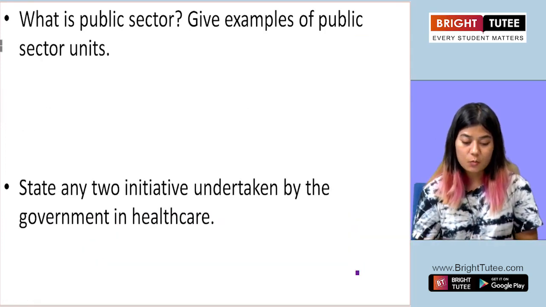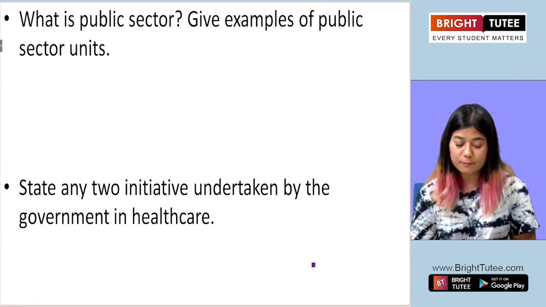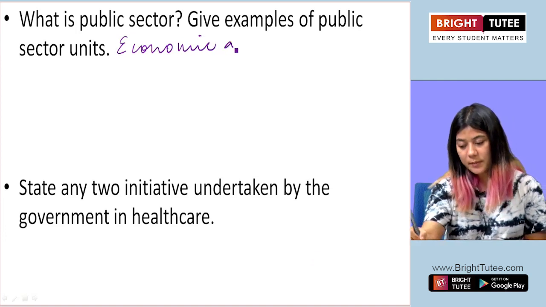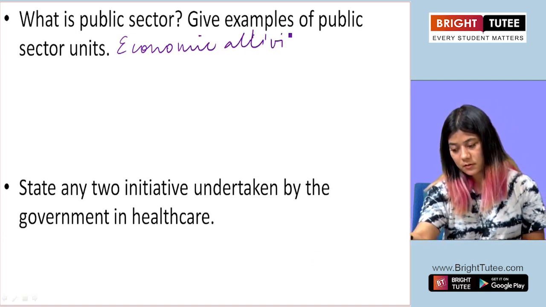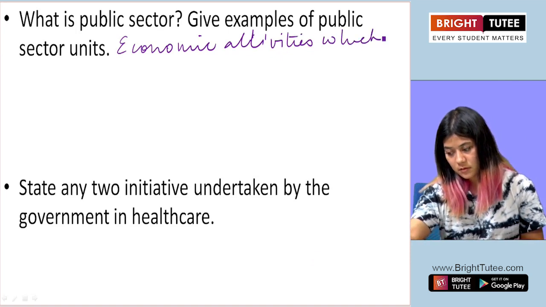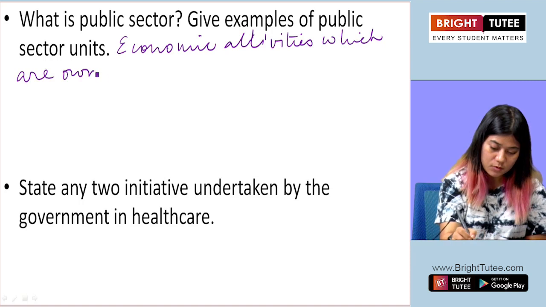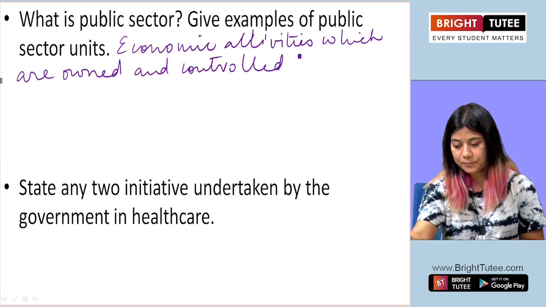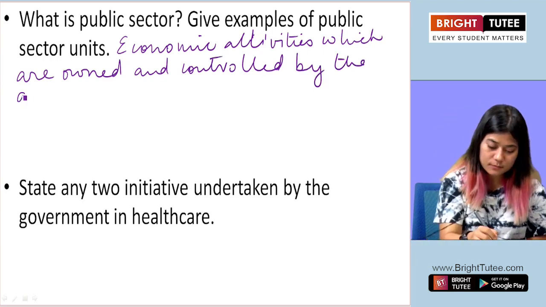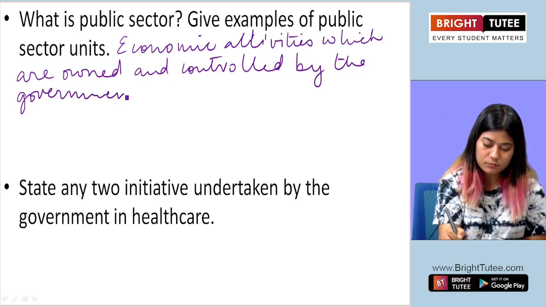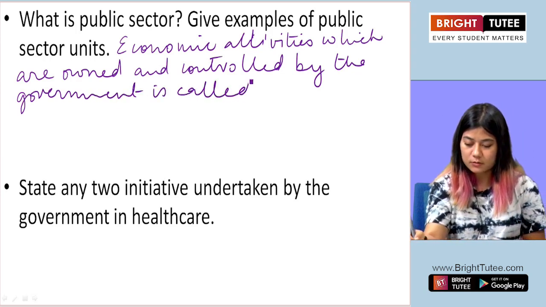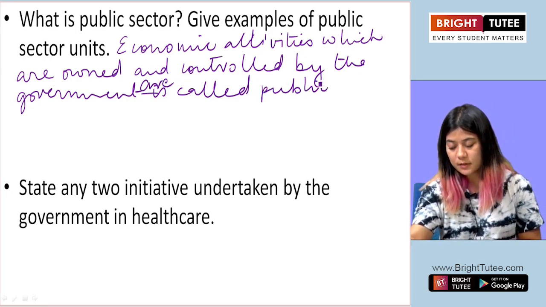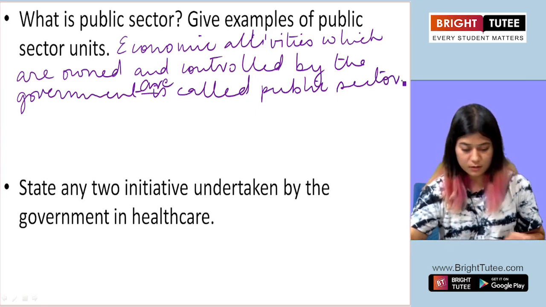The next question, what is public sector? Give examples of public sector units. Economic activities which are owned and controlled by the government is called, or are called, because we said activities, public sector. Okay.